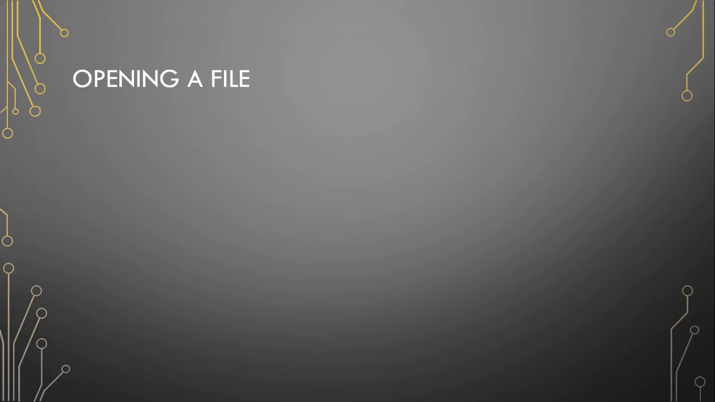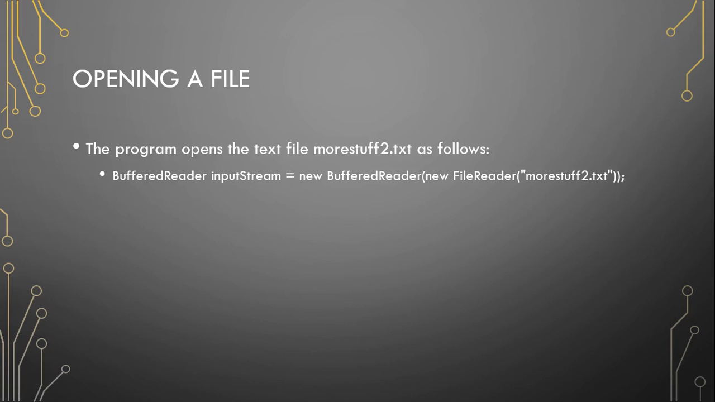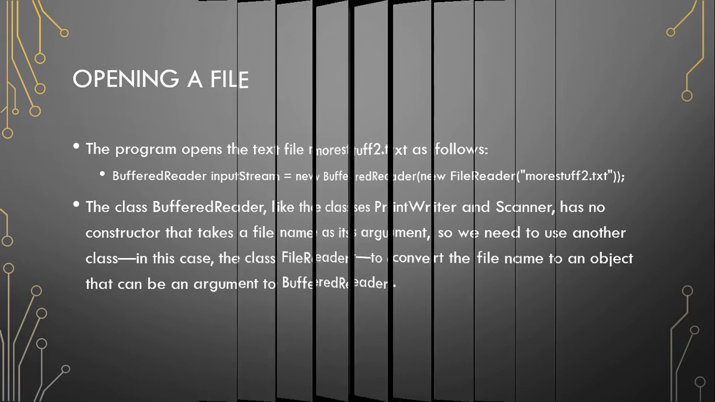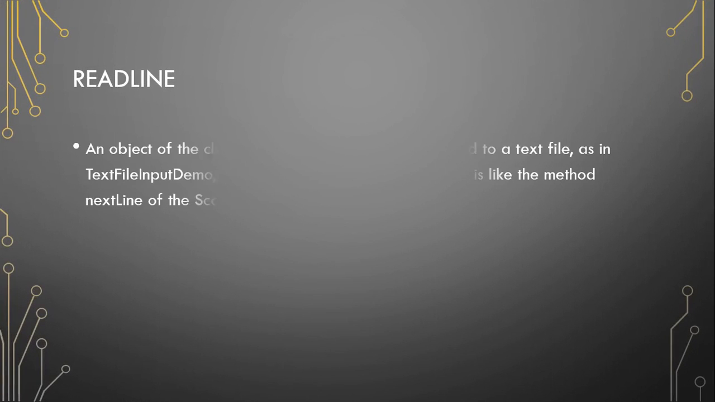So let's analyze this a little bit and talk about how to open a file. Now the program opens the text file morestuff2.txt as follows: BufferedReader input stream equals new BufferedReader, new FileReader morestuff2.txt. The class BufferedReader, much like our classes PrintWriter and Scanner, has no constructor that takes a file name as its argument. So we need to use another class, in this case the class FileReader, to convert the file name to an object that can be an argument to BufferedReader.